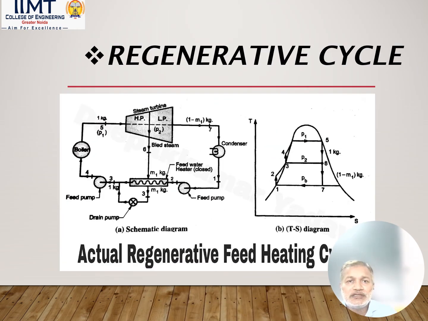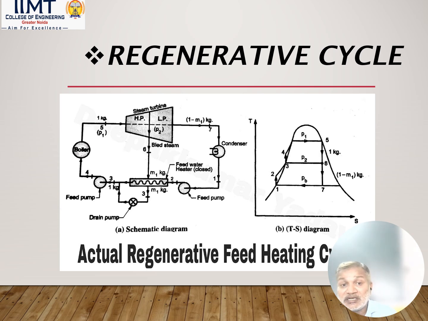So let us discuss the regenerative cycle. Let us see the point 6 on the schematic diagram as well as the TS diagram. At point 6, we extract m1 kg of steam at pressure P2. See the TS diagram at P2, we are extracting the steam at point 6. How much? m1 kg. And the remaining 1 minus m1 kg steam is expanded up to the condenser pressure. So at 7, we will have 1 minus m1 kg of steam.